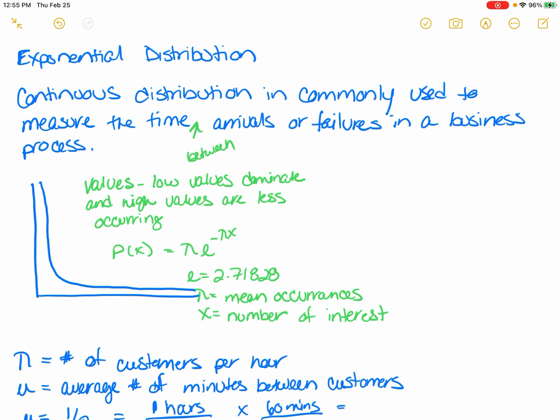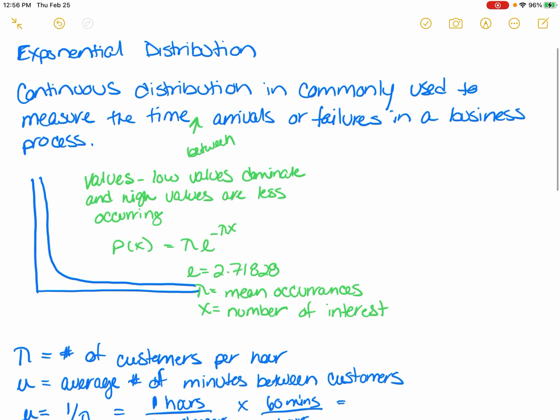So the low values tend to dominate. So if we have low values here, right? And then high values over here, right? So the high values occur less and the low values seem to dominate. And this also holds true for a call center, right? So if you were a call center, you would think that the shorter calls would tend to dominate and that the longer calls will occur less, right?